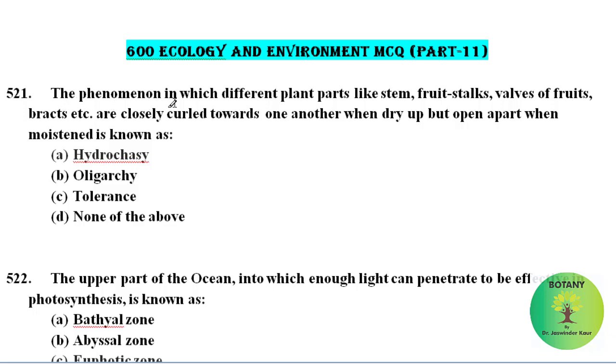The phenomenon in which different plant parts like stem, fruit stalks, walls of fruits, bracts, etc. are closely curled towards one another when dry but open apart when moistened is known as hydrochasy. Examples of hydrochasy are peristome teeth of moss and elaters in Equisetum.